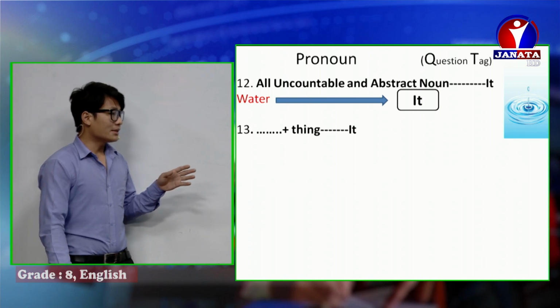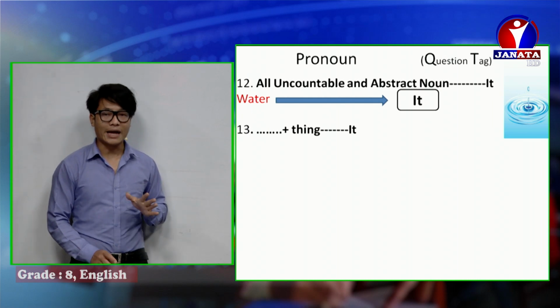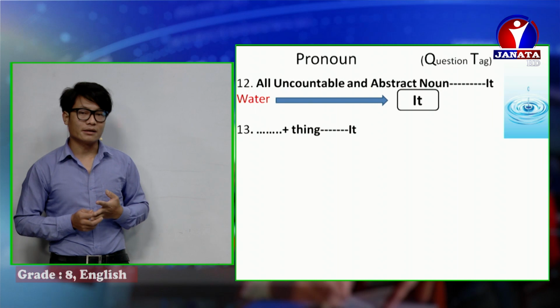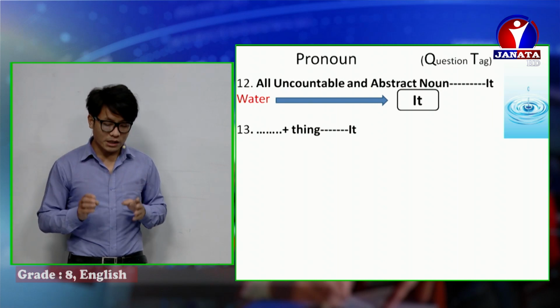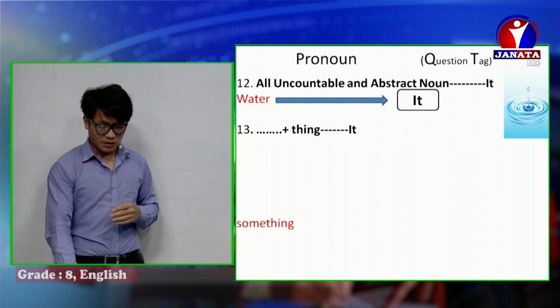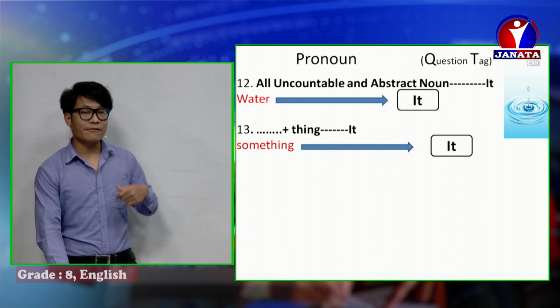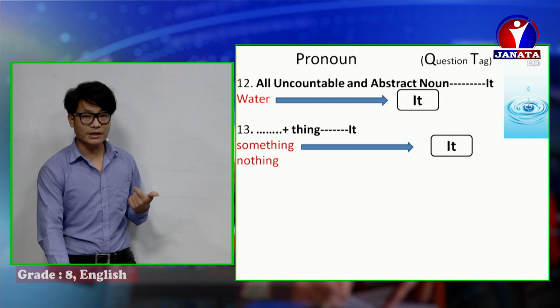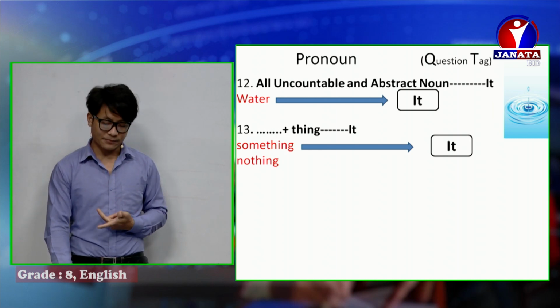Now next you can see the "thing" words, like everything, something, nothing, anything. In such a case, we use the "it" pronoun. You can see something: in the place of something, we write the "it" pronoun. Nothing, obviously we write the "it" pronoun.